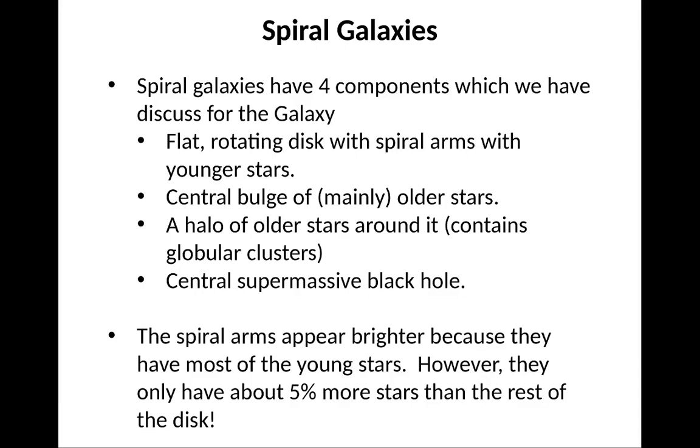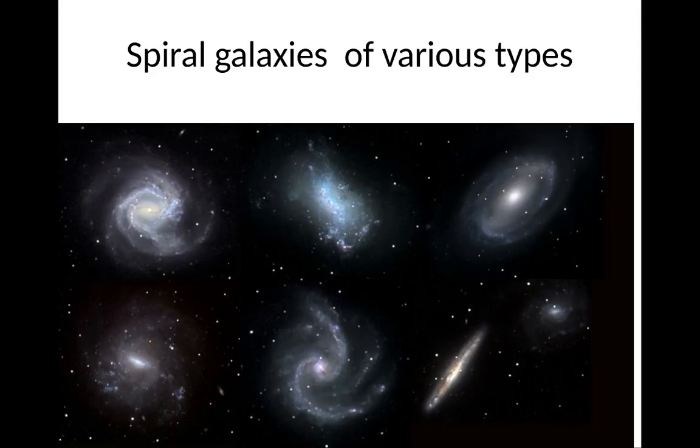The spiral arms appear brighter because they contain most of the young stars. However, they only have about 5% more stars than the rest of the disk. So for instance, if you look here, right, it looks bright, right? But if I tell you there's only 5% more stars, you might not believe me. But in fact, it's true.